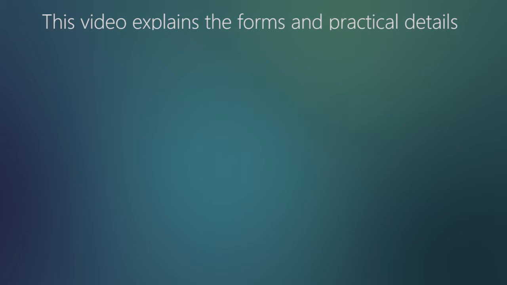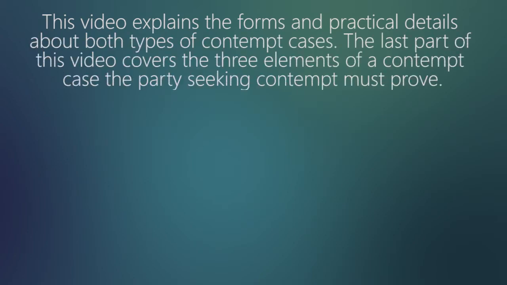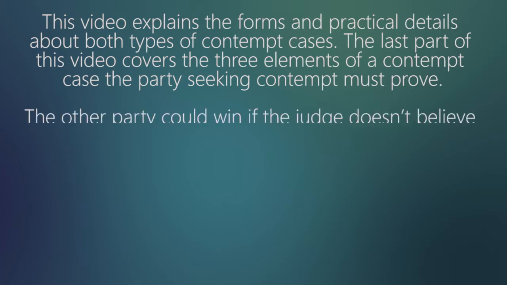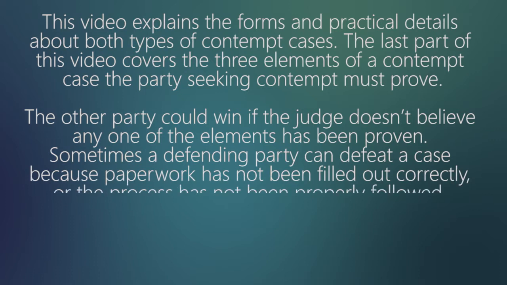This video explains forms and practical details about both types of contempt cases. The last part of this video covers the 3 elements of a contempt case the party seeking contempt must prove. The other party could win if the judge doesn't believe any one of the elements has been proven.